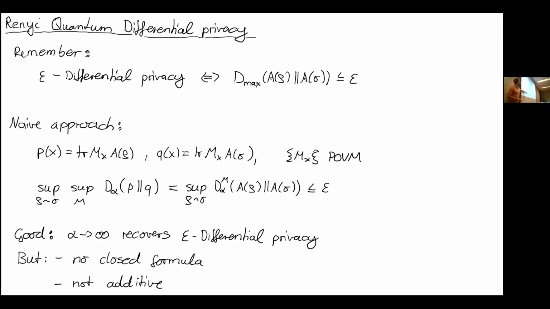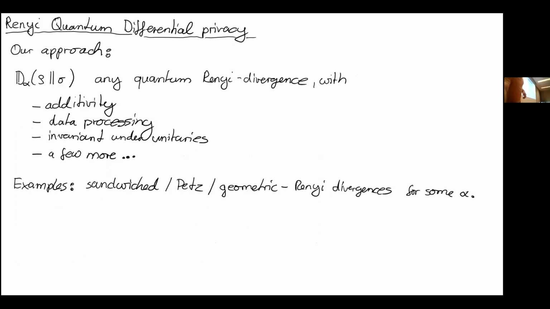Okay. But the good thing, of course, would be that for alpha going to infinity, it would just recover the standard version of epsilon differential privacy. So how do you actually want to do this? Instead of using the measured version of your Rényi relative entropy, you just take one of the fully quantum definitions of Rényi divergence.